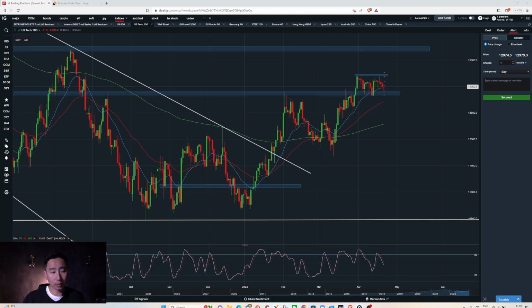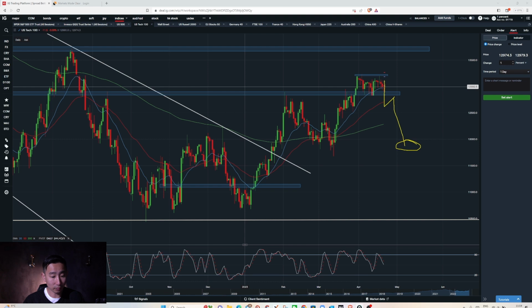Going forward, if we drop below this area, let me give you the price. I think it's around 13,000. Yeah, 12,800 area. Then yeah, I will look to be a seller. That will definitely open up more room to the downside to around the 12,000 area anyway. So be patient on that.